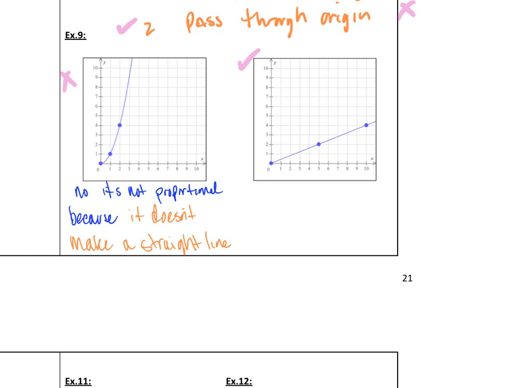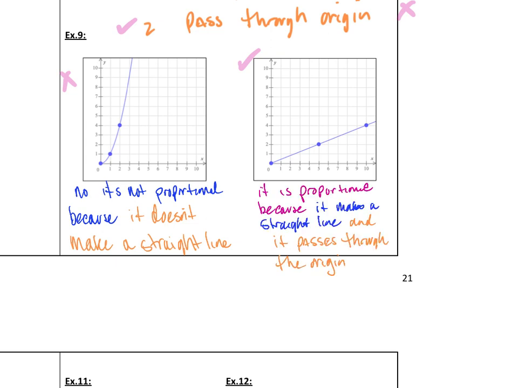Okay, so now defend your decision on example number 10. You would say that it is proportional because one, it makes a straight line, and two, it passes through the origin. Those two things have to be true for it to be a proportional relationship. You can even double check by checking those points and see if they make the same unit rate. But what you'll see is it only works if it's a straight line passing through the origin.